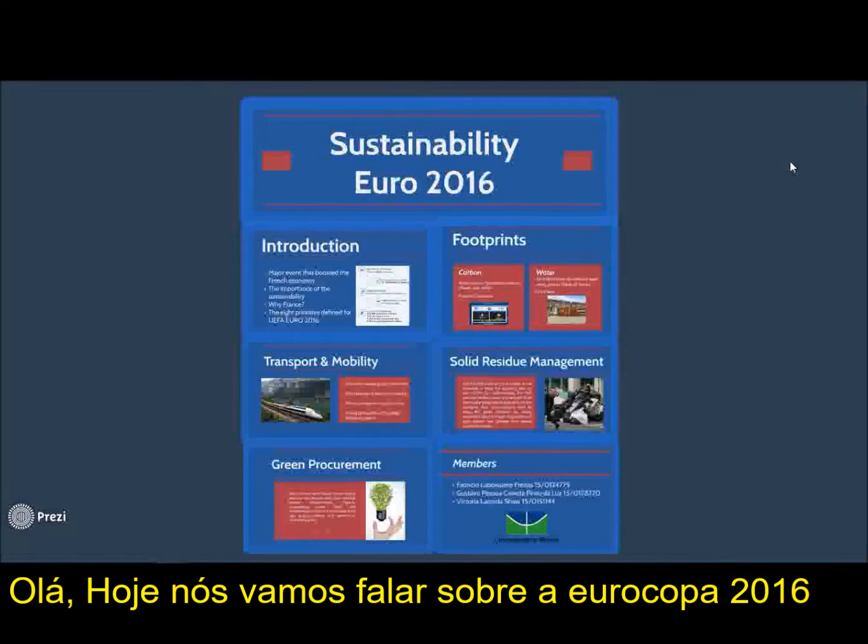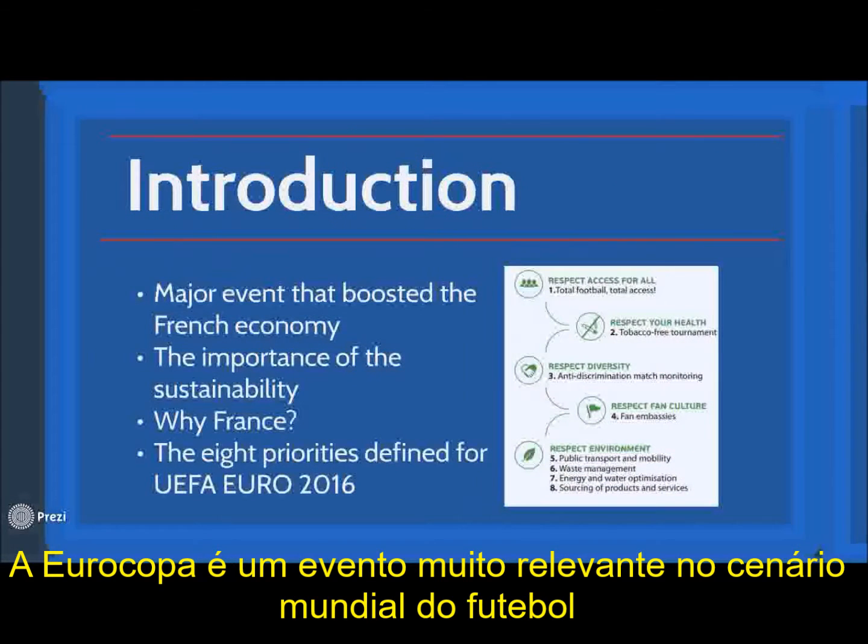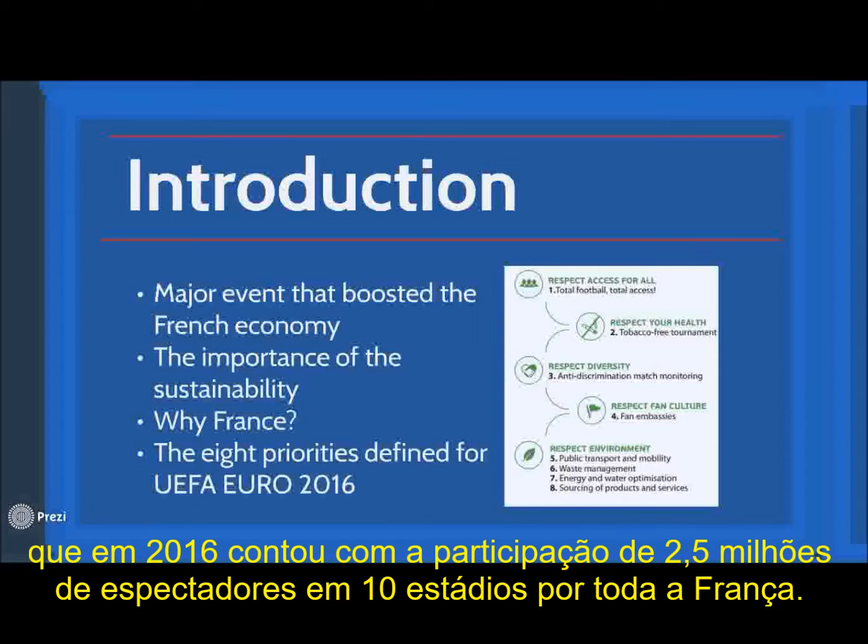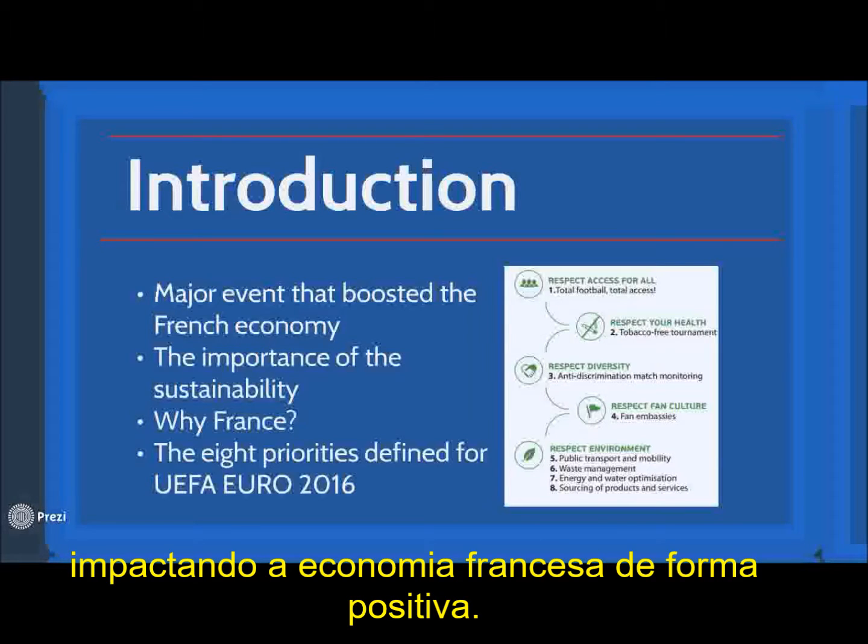Hello, today we're going to talk about the UEFA Euro 2016. The UEFA Euro is a major event in the football scenario, and in 2016 counted with the participation of 2.5 million spectators at 10 different stadiums all over France, boosting the French economy.